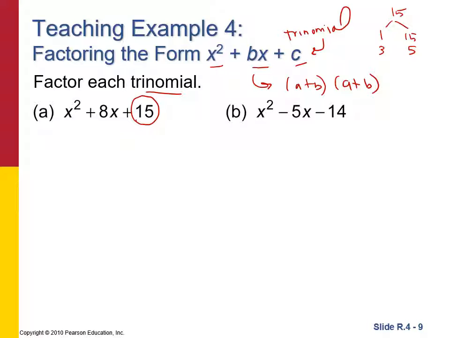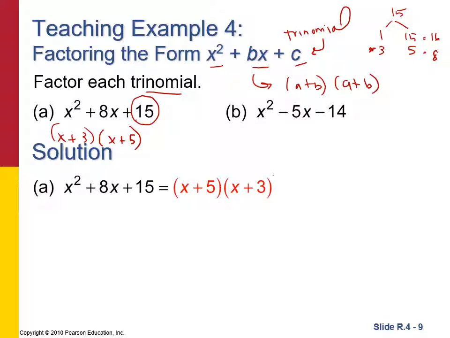Okay, they add and give you 8. So you know that factors of 15 will multiply and give you 15, but they also add and give you 8. So here in this case, it adds and gives you 16. In this case, it adds and gives you 8. So those are our terms right there. And so now we're left with x plus 3 times x plus 5. And that should be our answer. But that is how I think about it.